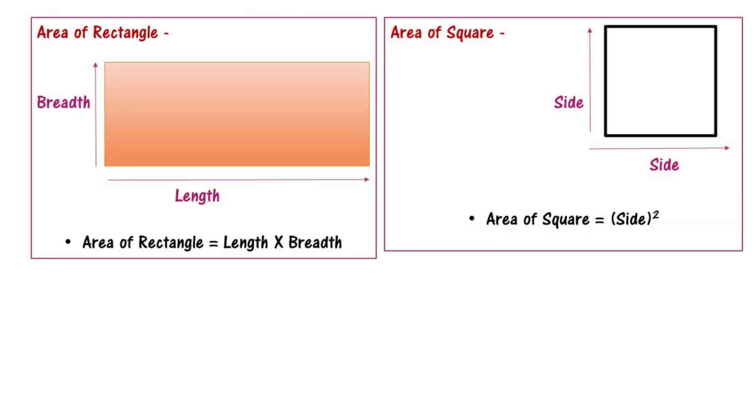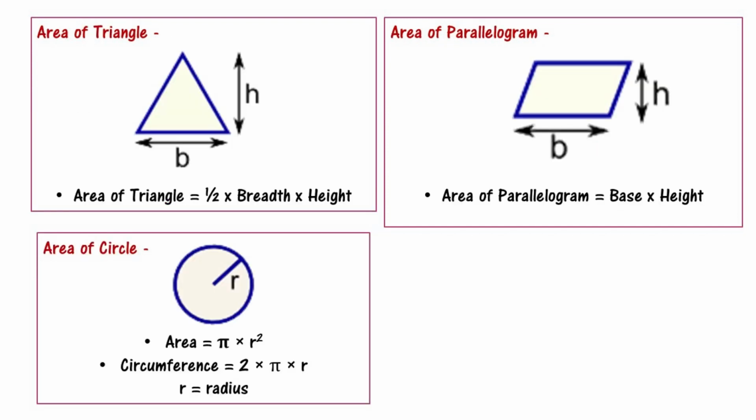Okay. Now let us understand about the area of rectangle. The quantity that expresses the space inside of a two-dimensional shape. So what is the formula of area of rectangle? That is length multiplied by breadth. So next is area of square. Area of square is simple because all the sides are the same, so you can just multiply side by side. So what is the formula of square? That is side square.